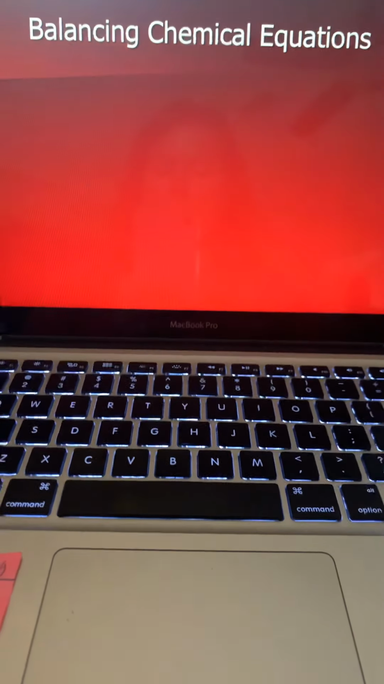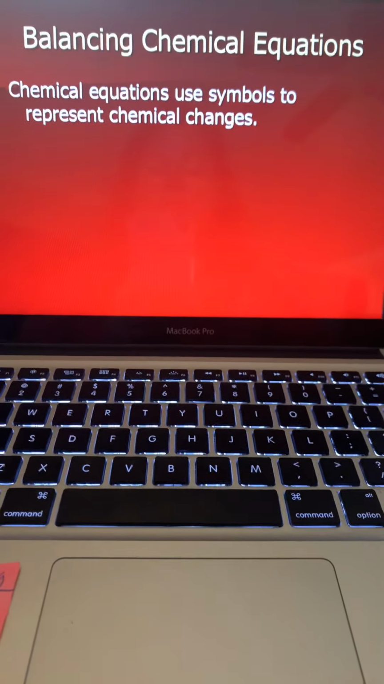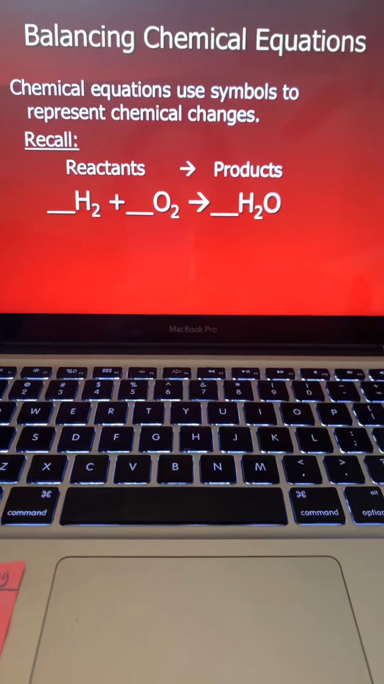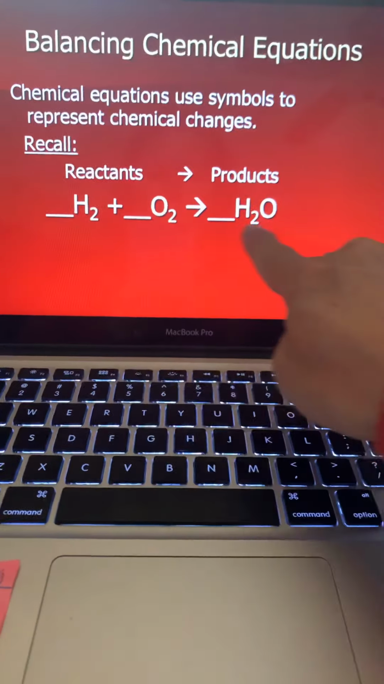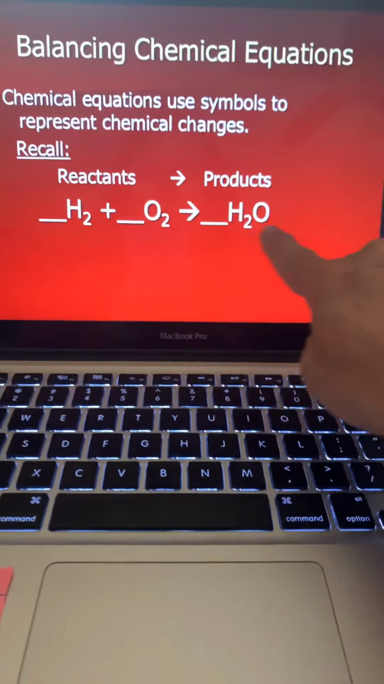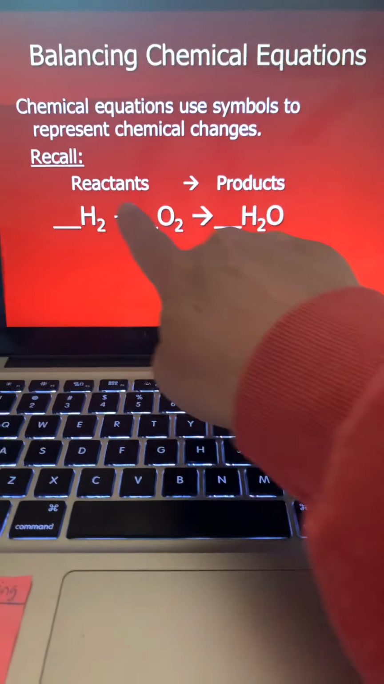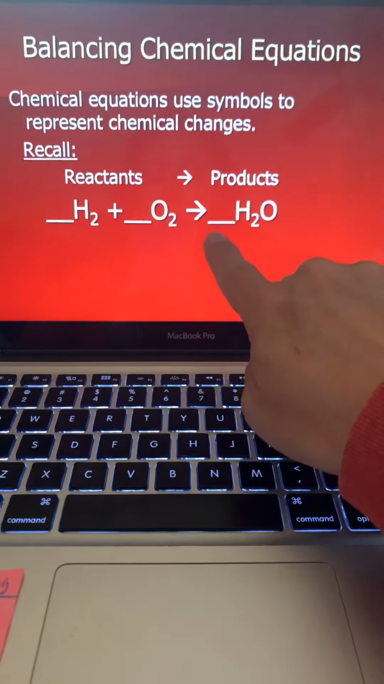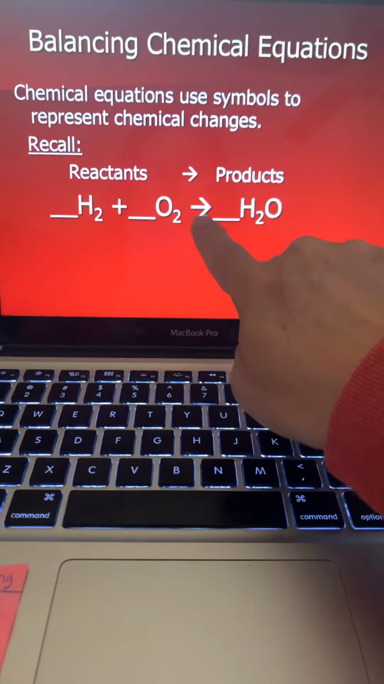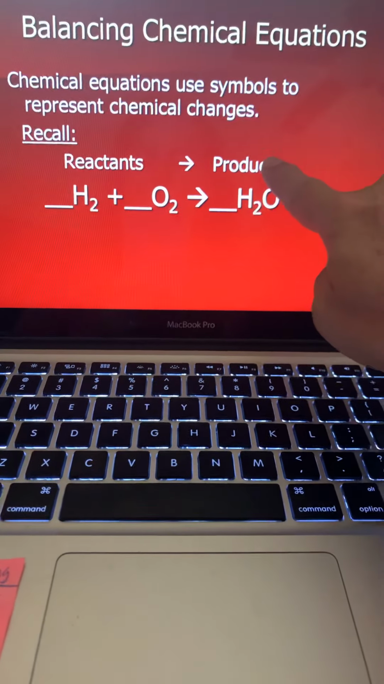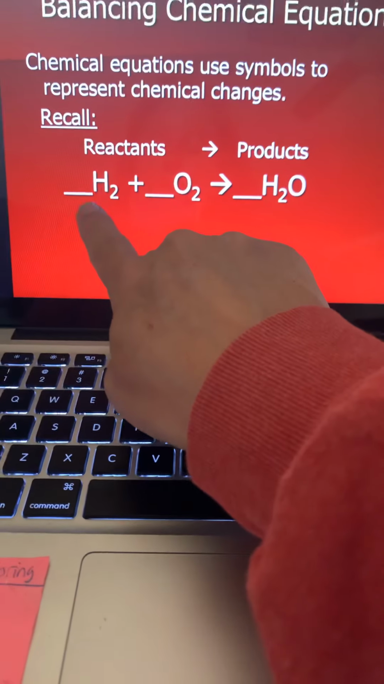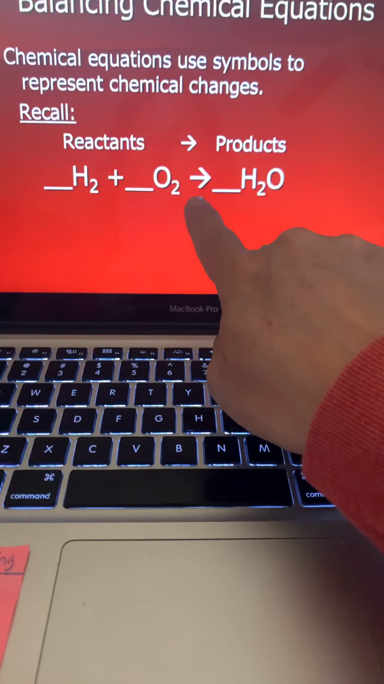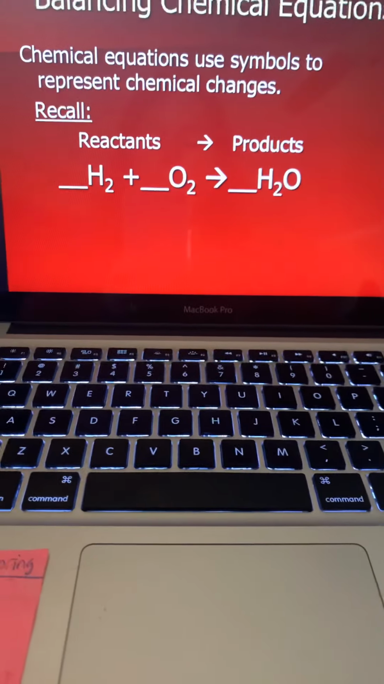So balancing a chemical equation. A chemical equation uses symbols to represent a chemical change. So recall, the chemical equation is made up of chemical formulas. The left side is what we call the reactant side. That's what you put together that reacts. That arrow means yield or make. So it yields or makes the right side, which is what we call the product. So when we put some amount of H2 plus some amount of O2, it will yield some amount of H2O.